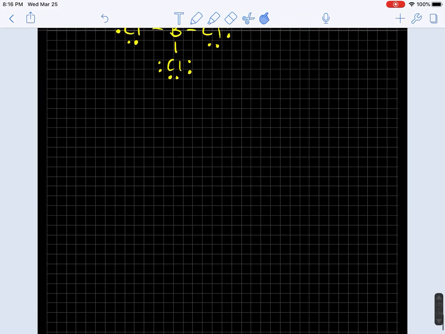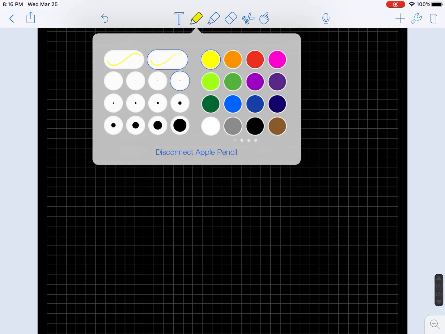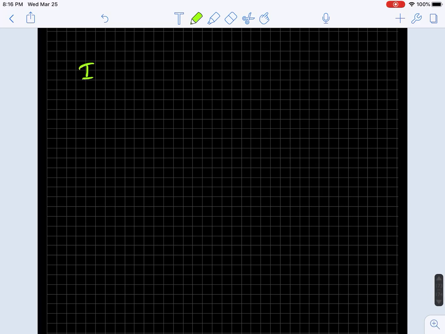The second type of octet violator we had said was expanded octets, and that's difficult, so I want to do one more of those. The triiodide ion is something I use a lot in AP for a starch indicator, and what it does is when we run a reaction with it, it turns purple, so it's easy to see.